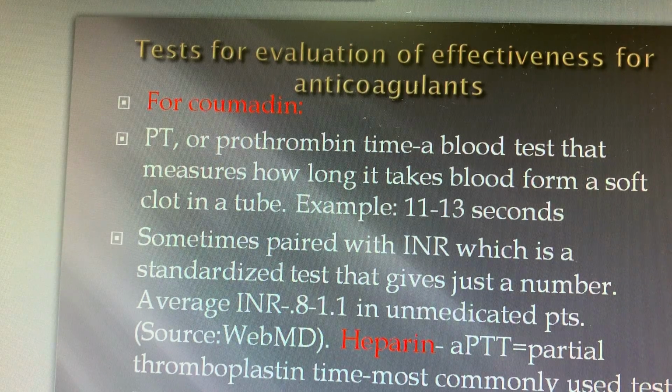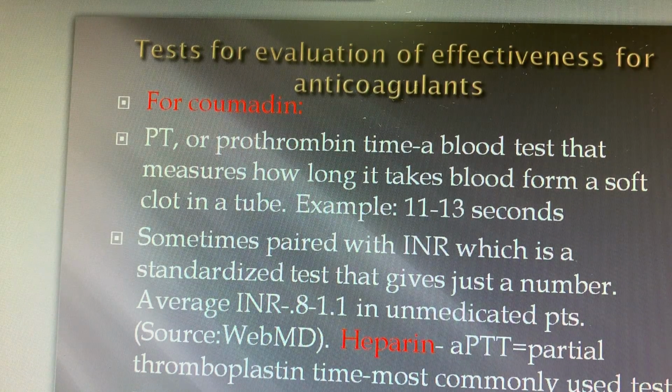Now, the PT is going to be paired with a test called the INR, that is the International Normalized Ratio. That is a mathematical equation that was invented by scientists to give the level in the blood just a flat number. When we're talking about PT or prothrombin time, time is the operative word here, and it tells us that we're measuring things in seconds. Whereas an INR is just a straight number.